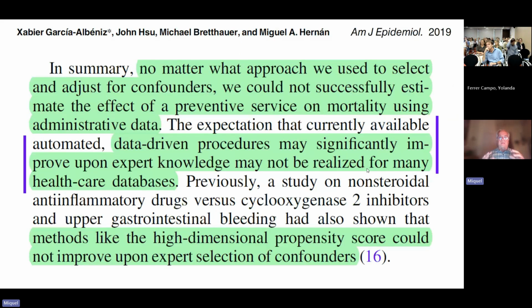And in fact, they warn us, and I think this is important at a time of great expectations and speculations and promises and promises and promises, technological promises, right? I think it's important that we listen to the warning: the expectation that automated data-driven databases and procedures may significantly improve upon expert knowledge may not be realized for many healthcare databases. And of course, this is a topic that will be addressed in more depth by Ulage and by Xavier.